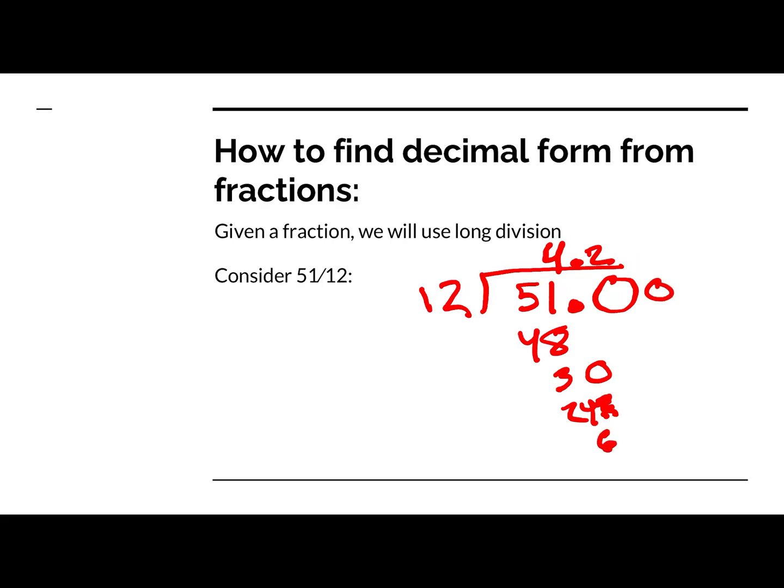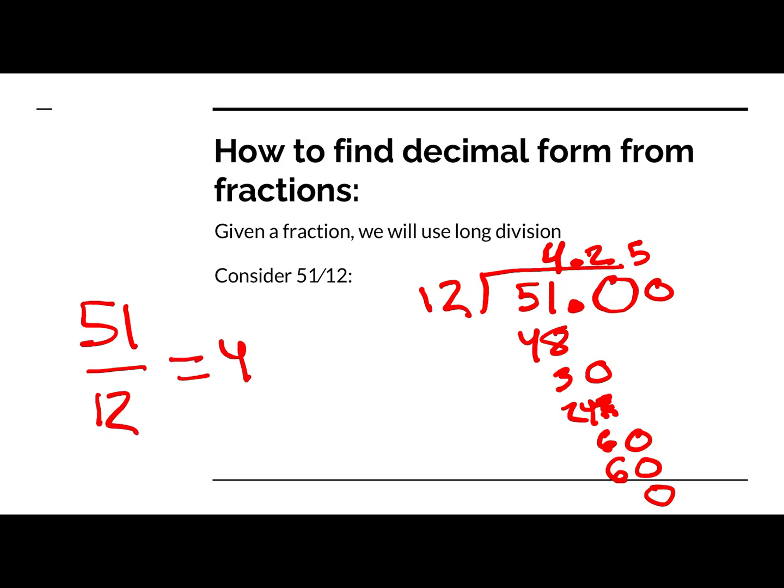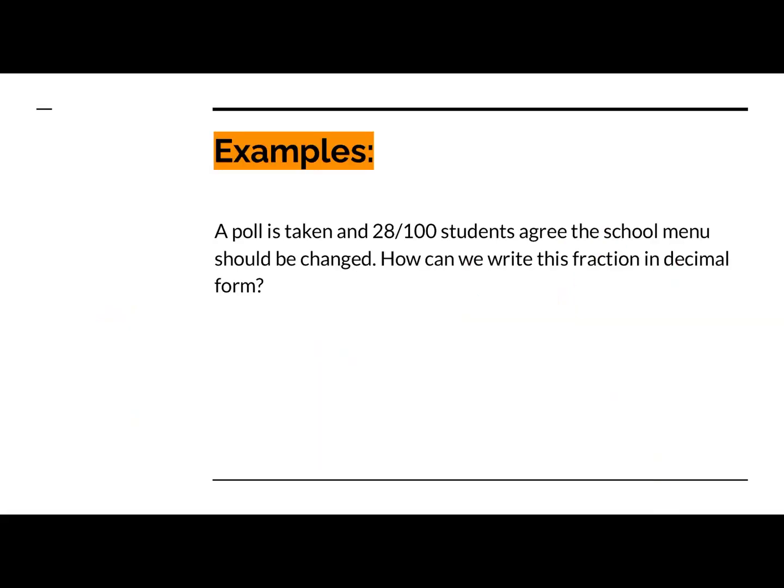And we're going to bring down another 0. Now, how many times does 12 go into 60? Well, that goes in exactly 5 times. We would get 60 here, and we would have no remainder. So what is 51/12? That would be equivalent to 4.25. As we could see through long division, when we divide 51 by 12, we get 4.25. Let's go over some examples.